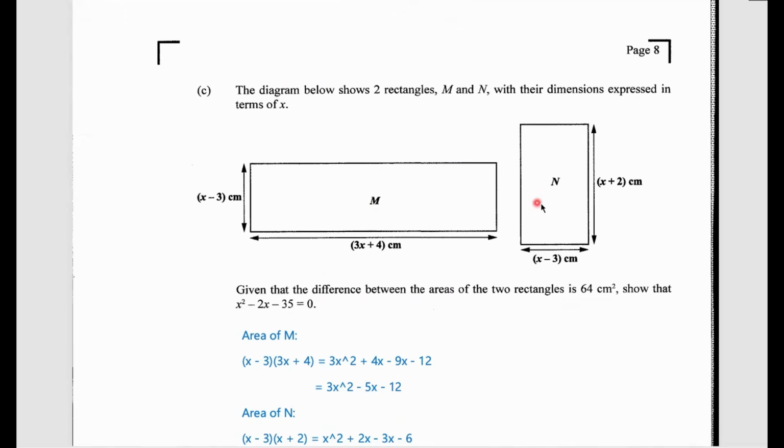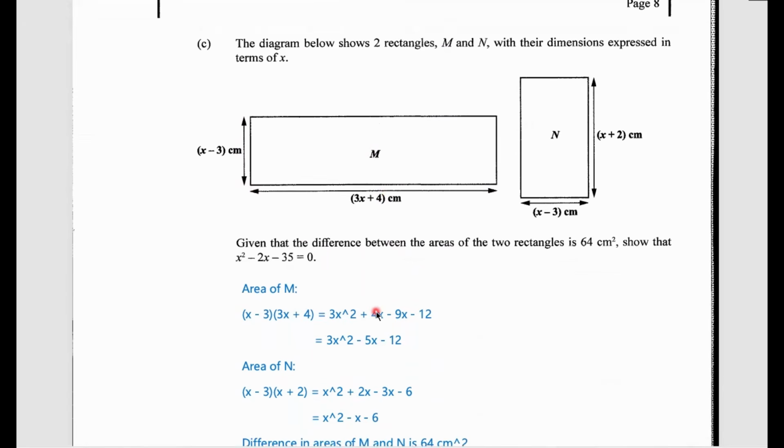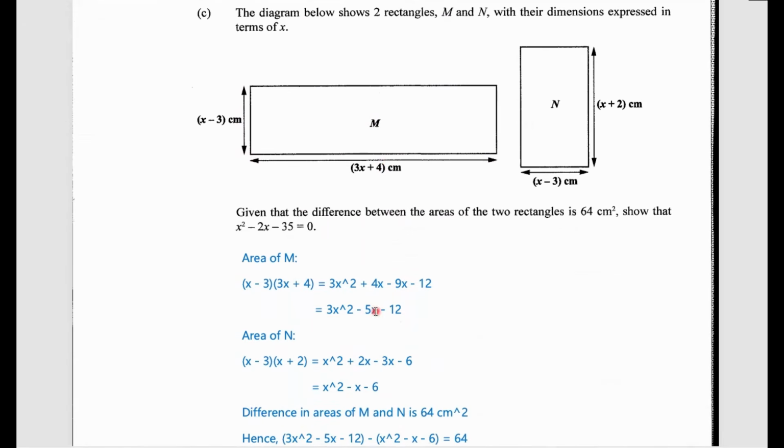Part C, we have two rectangles, M and N. And you can see the dimensions for M and for N. And they're saying here, given the difference between the areas of the two triangles is 64 cm squared, show that x squared minus 2x minus 35 is 0. What we're going to do is find the area of M, which you know is length by breadth. So it'll be x minus 3 by 3x plus 4.